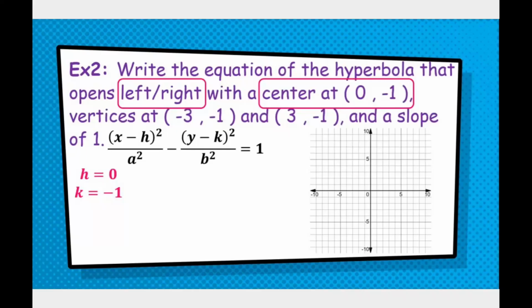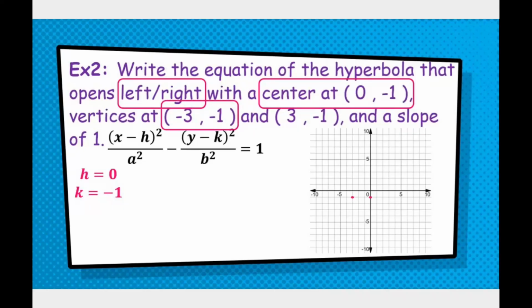And then I'm going to plot these real quick on my graph. So 0, -1. And since I'm given the vertices, I'm going to plot those, and then I'm going to look at the distance between them. And from this point, I want to go left and right, not up and down, because the equation is telling me the hyperbola opens left and right. So I don't want to go 3 up or 1 down. I want to plot this point.